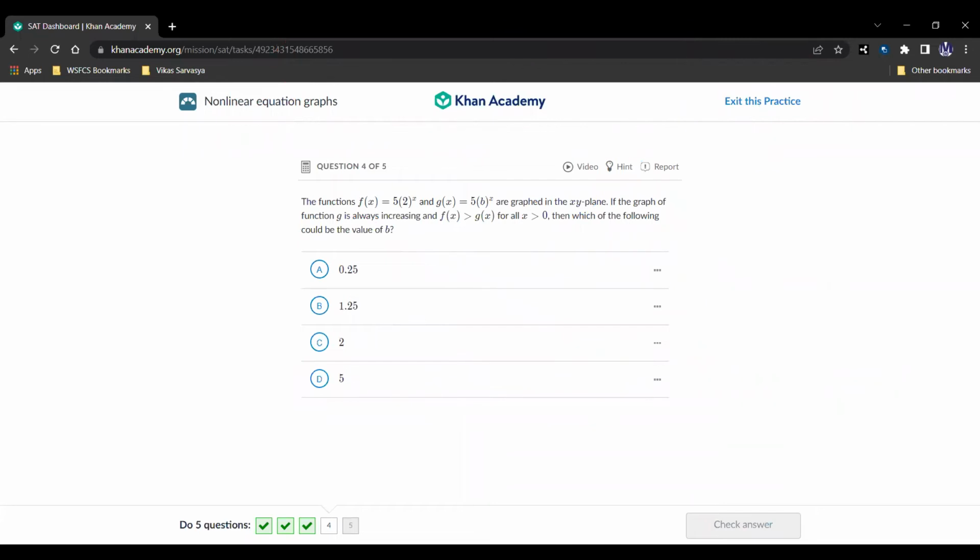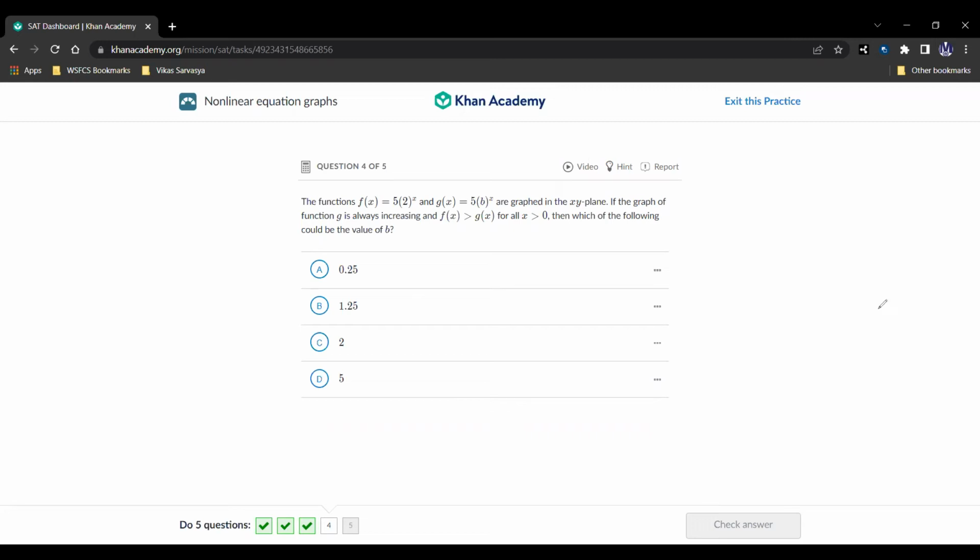Here it is. The functions f of x equals 5 times 2 to the x and g of x equals 5 times b to the x are graphed in the xy plane. If the graph of function g is always increasing and f of x is greater than g of x for all x greater than 0, which of the following could be the graph of b?